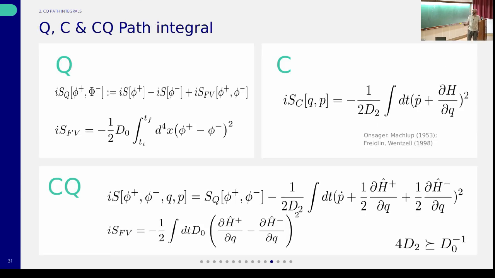So here are the different path integrals. I said I would show you how formally similar they were. In quantum mechanics, this is a general path integral where you have this Feynman-Vernon term for decoherence. In classical stochastic dynamics, you have this Onsager-Machlup path integral where you have Hamilton's equation, but you allow for fluctuations away from Hamilton's equation.